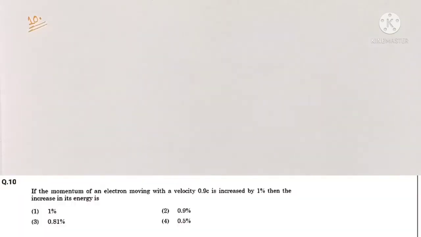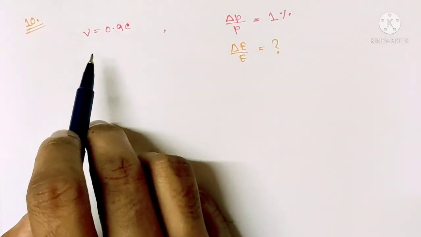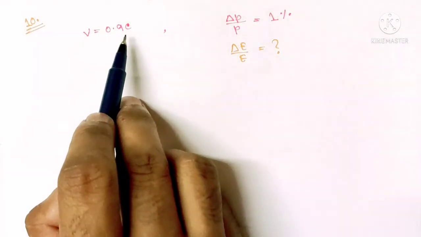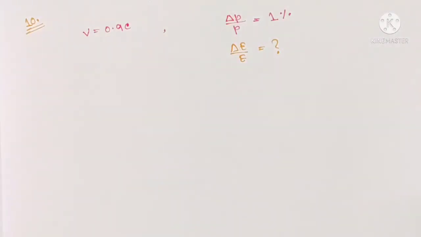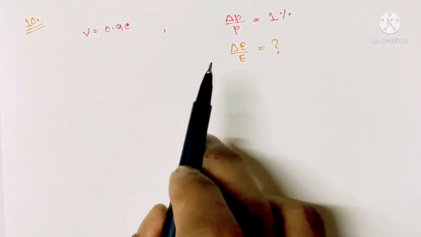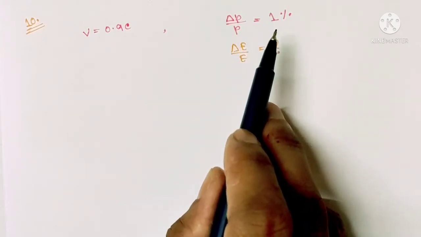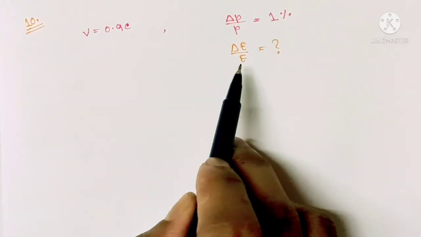Question number 10. If the momentum of an electron moving with a velocity 0.9 c is increased by 1%, then the increase in its energy is. Velocity of the moving electron is 0.9 c. So here we have to solve this problem with relativistic effect. Change in momentum is given, that is 1%. So we have to find the change in the energy of that electron.